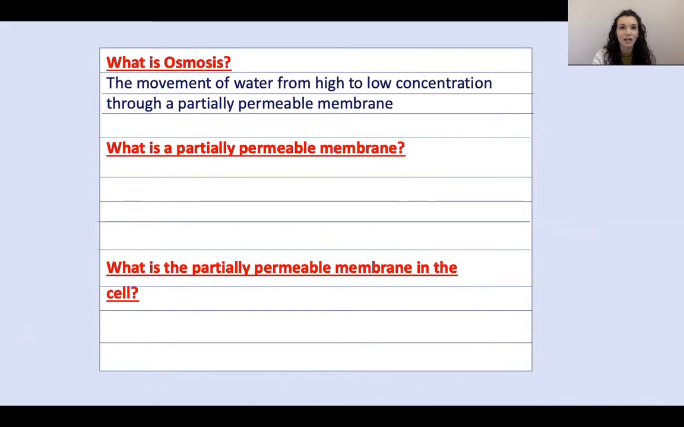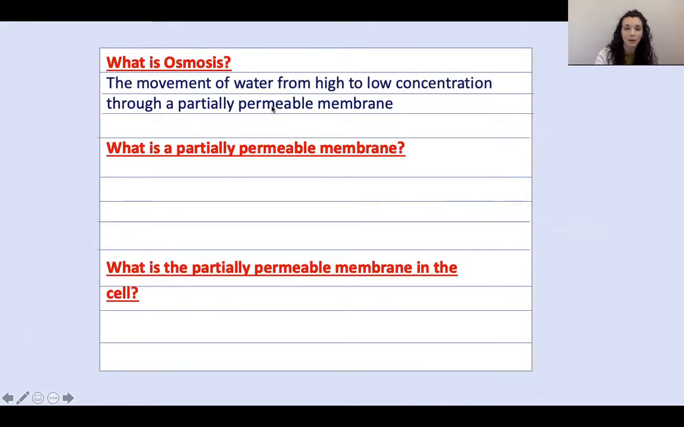Fantastic, well done. So what is osmosis? It's the movement of water from a high concentration of water to a low concentration of water through a partially permeable membrane. Now in a GCSE question, that would usually be worth 2 marks. So your first mark would be about movement of water from high to low water concentration, and your second mark would be the bit about saying through a partially permeable membrane.